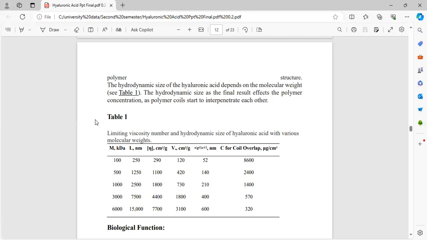Now I will explain to you about Table 1. Limiting viscosity number and hydrodynamic size of hyaluronic acid with various molecular weights.